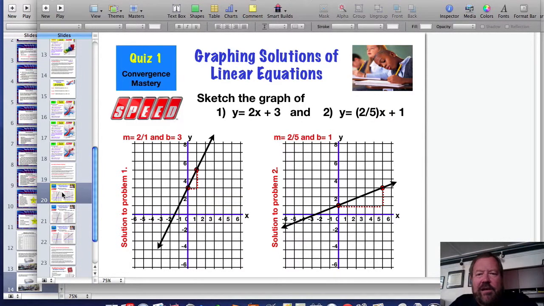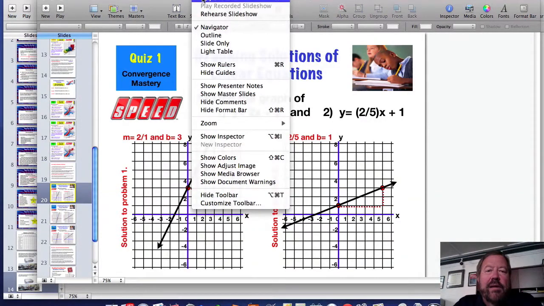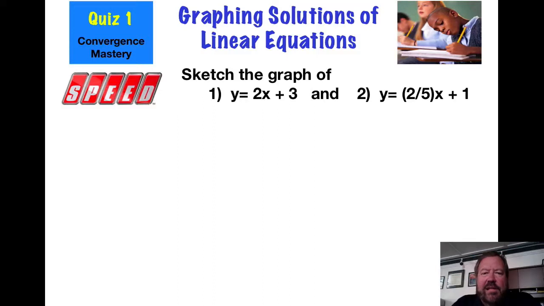Now, what you're seeing here are the quiz and the solution, but when you play the slideshow, the kids just see the quiz questions themselves. So they're asked to sketch the graph of these 2 equations. And you only give them about maybe 6 minutes, say, to solve these. And then you say, okay, guys, let's go ahead and check our work. And you can do this with kids exchanging papers. It's not something the teacher wants to take home. That's not the idea here.